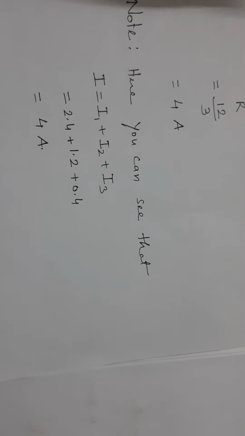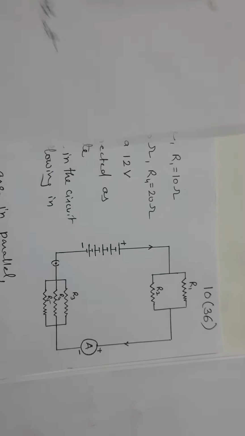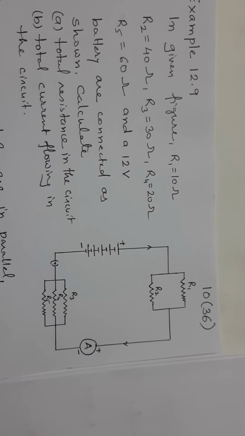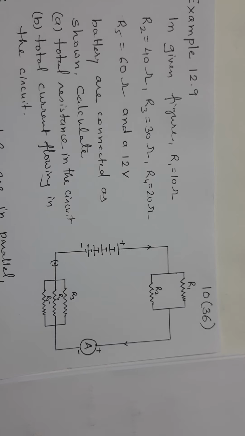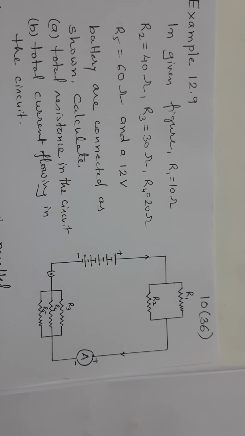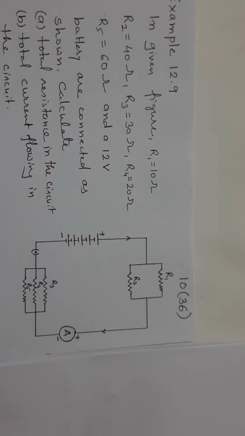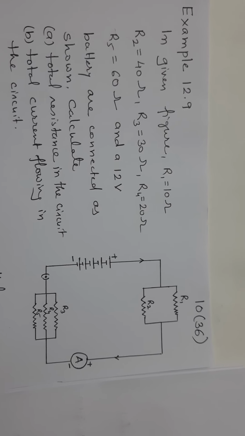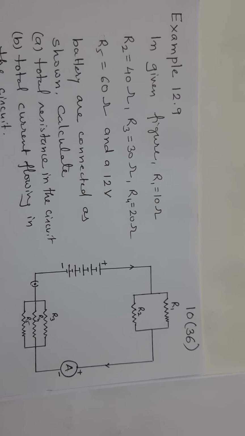This we have earlier stated in the calculation of resultant resistance of resistors when they are connected in parallel. Now see example 12.9. Important example. From the circuit diagram it looks confusing, but it is not at all.